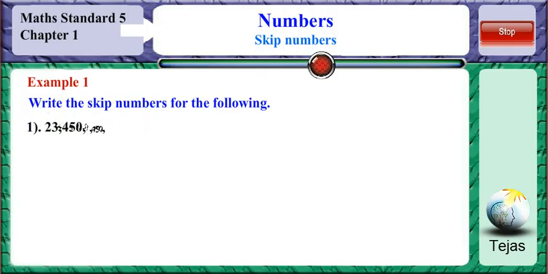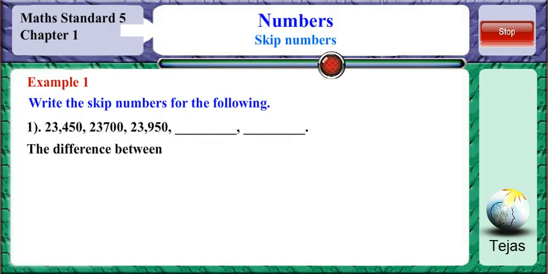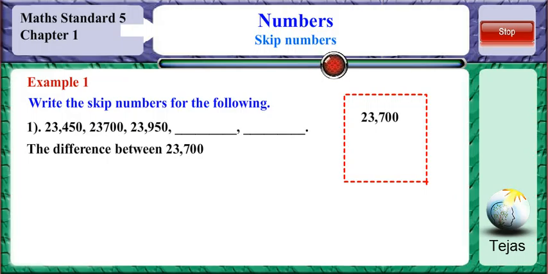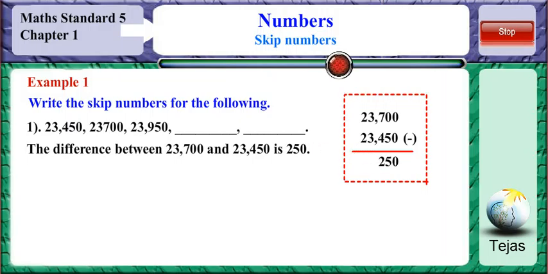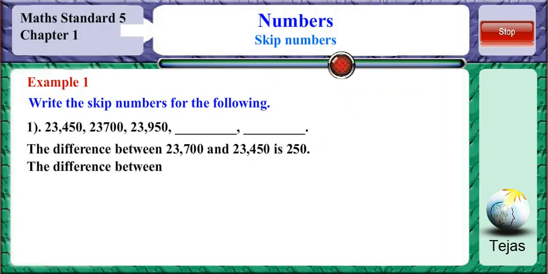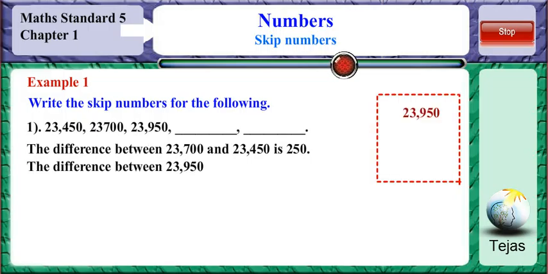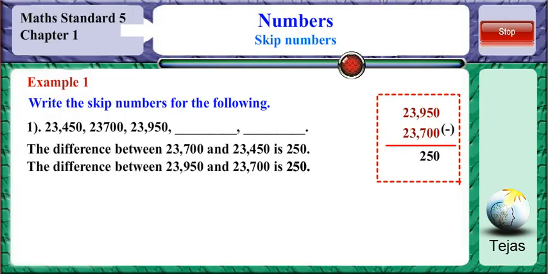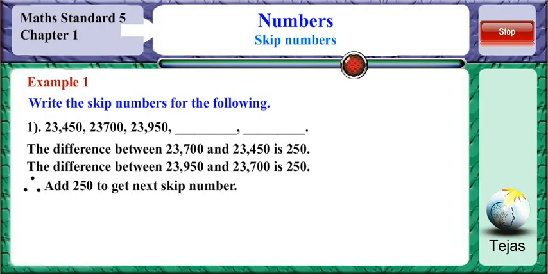23,450, 23,700, 23,950. What would be the next two numbers? The difference between 23,700 and 23,450 is 250. The difference between 23,950 and 23,700 is again 250. Therefore, add 250 to get the next skip number.